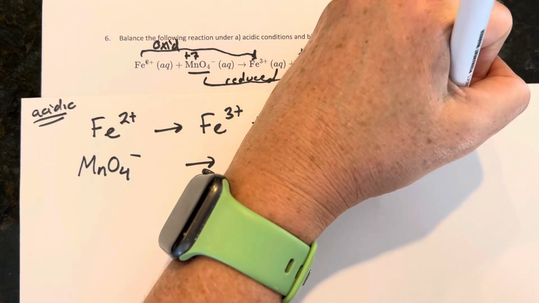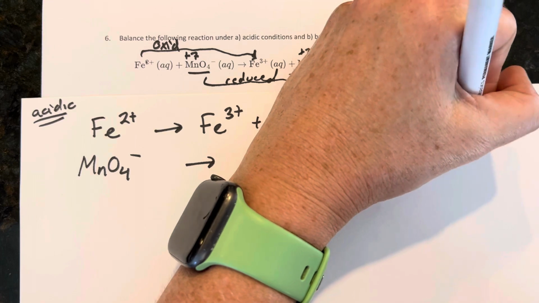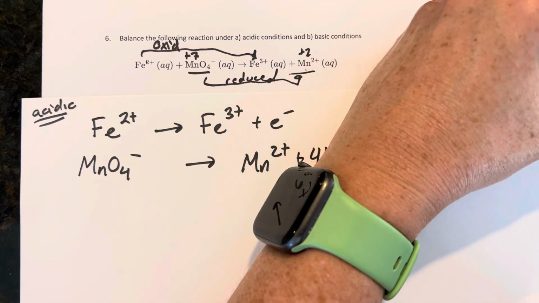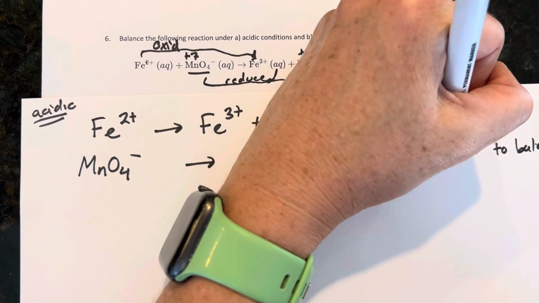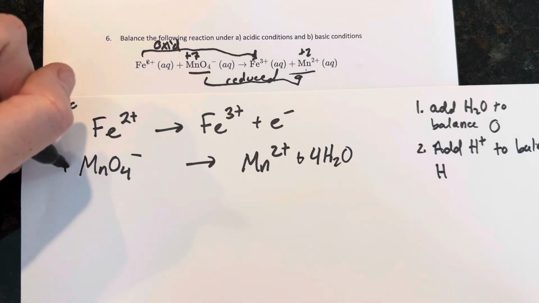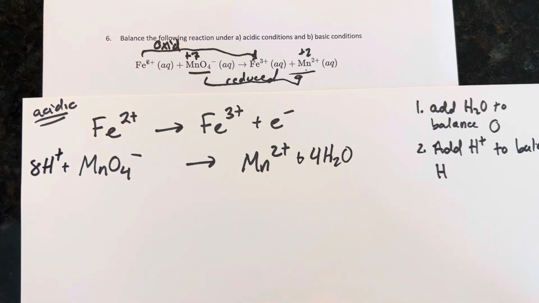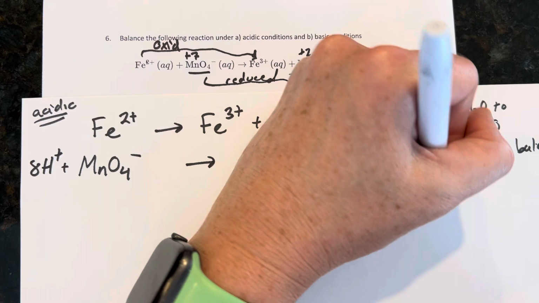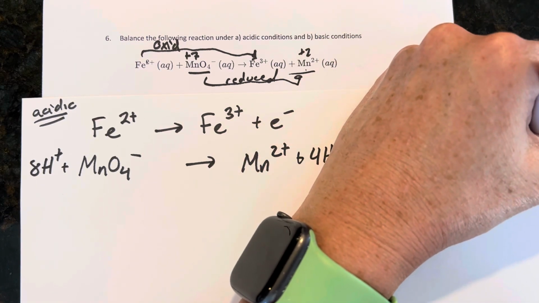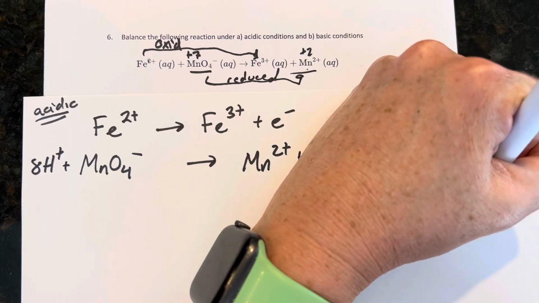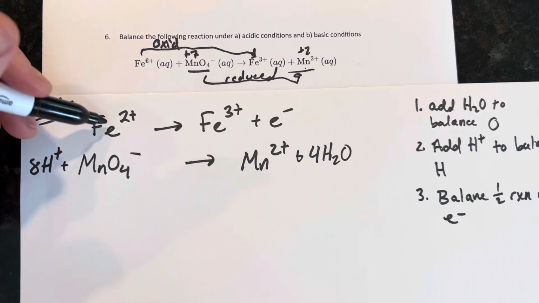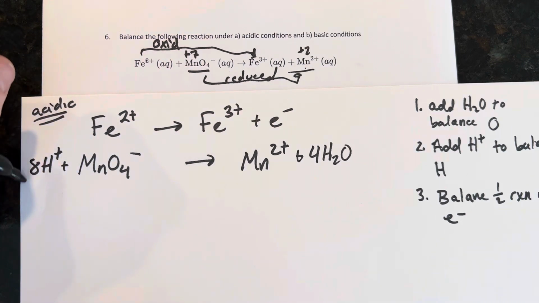Step 2, add H+ to balance the hydrogen. So we just added 8 hydrogens here. So that means over here, we want to add 8 hydrogens. Step 3, balance a half reaction with electrons. Okay, so we already did that with this one kind of right away. But over here we need to balance with electrons.